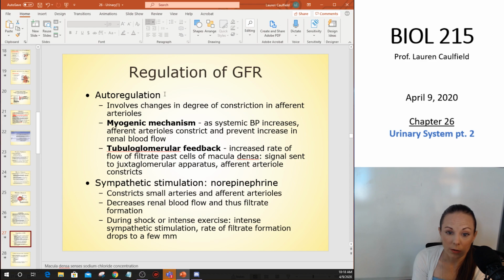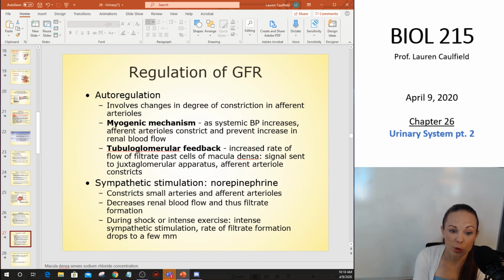So how do we do this regulation? Well, we have autoregulation. So there's a myogenic mechanism, myo meaning muscle. So as your systemic blood pressure increases, your afferent arteriole will actually constrict to prevent that systemic blood pressure from affecting the glomerulus and affecting the amount of urine that's being produced. Okay?